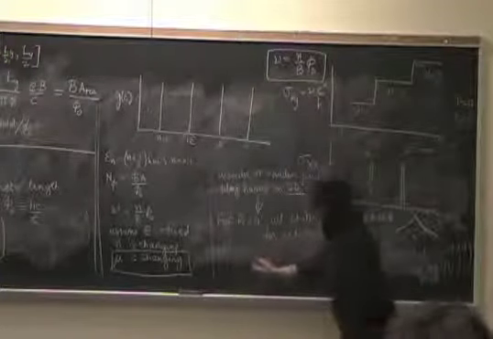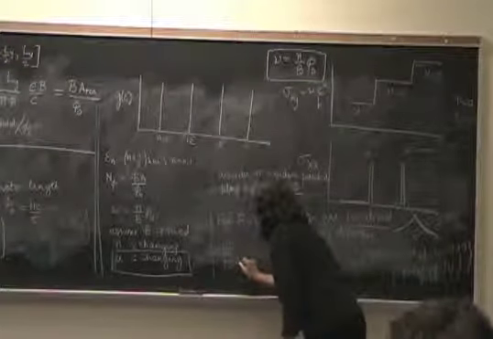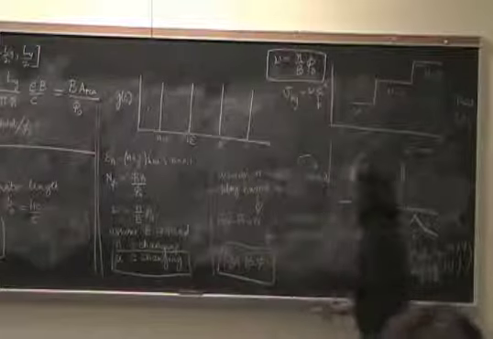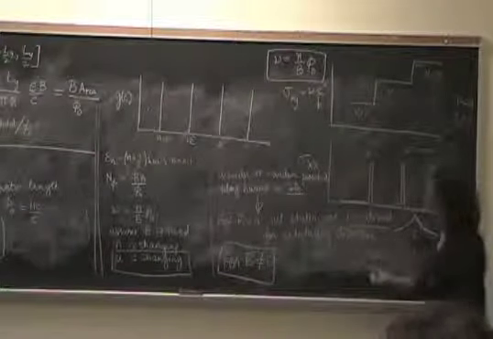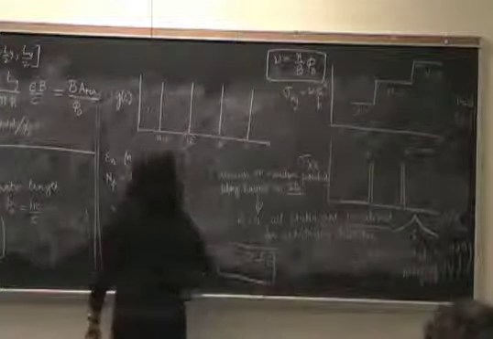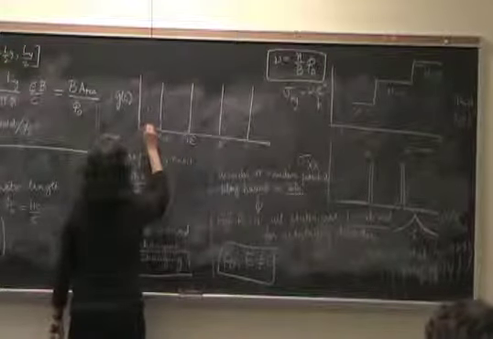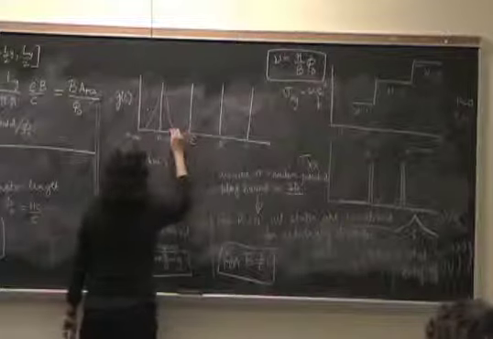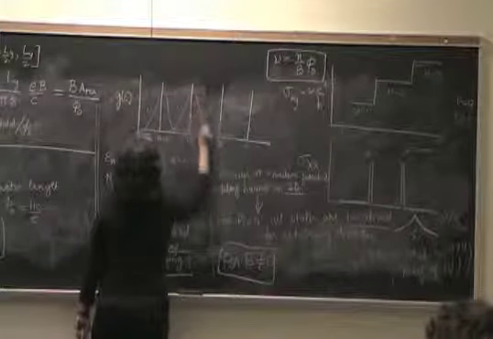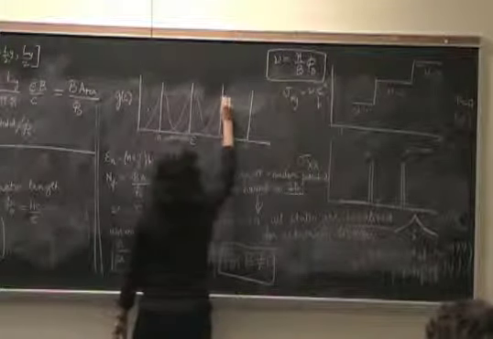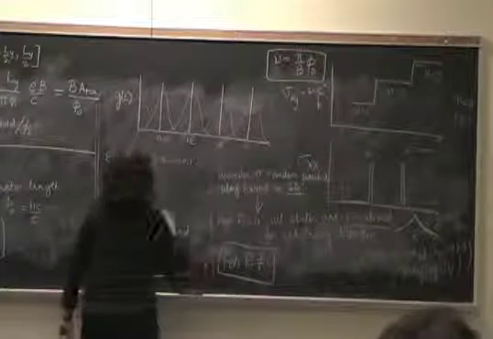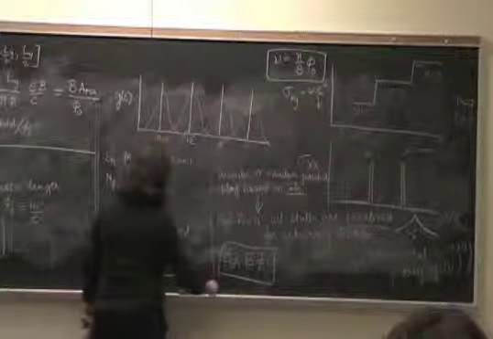Okay, now the question is, for B not equal to zero, what happens? And again, the result is that for B not equal to zero, what you can show is all the states are localized except one energy. So you get these here. Except, so these are all localized.